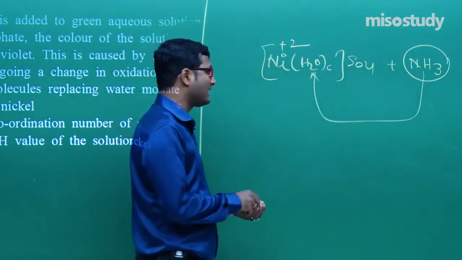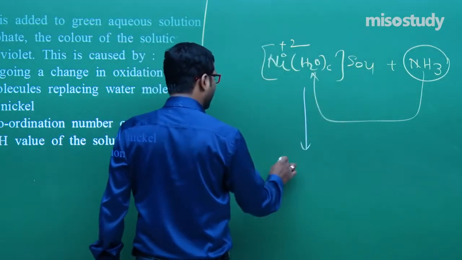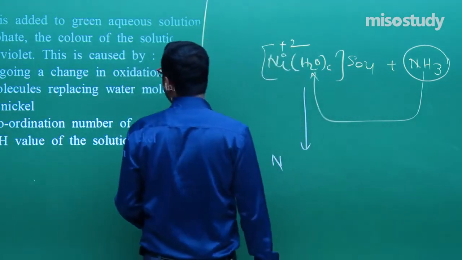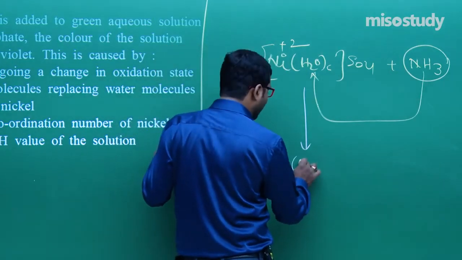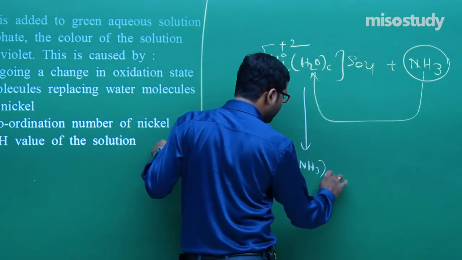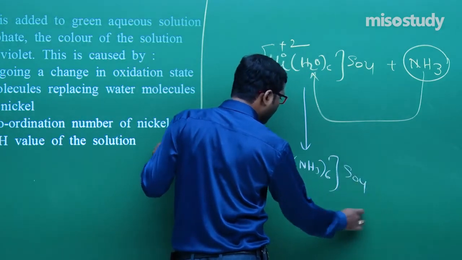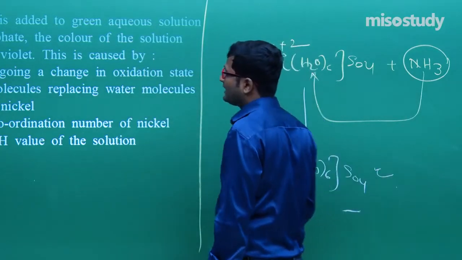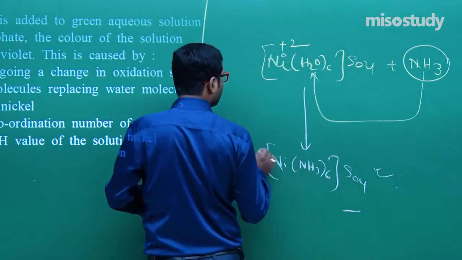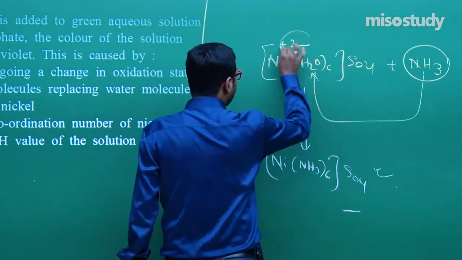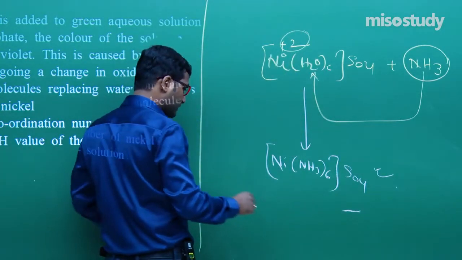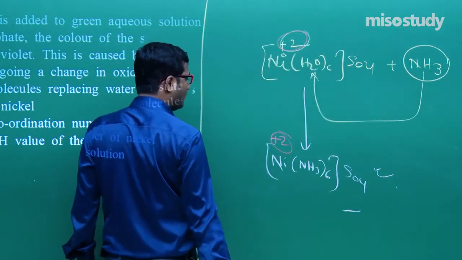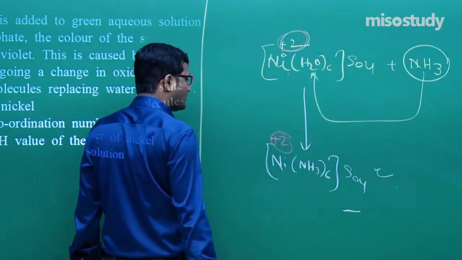Due to this reason, the color of the complex changes, and the question says the color of the solution changes to blue-violet. So what is the product here? That is [Ni(NH3)6]SO4. Now check whether the nickel undergoes a change in oxidation state. Find out the oxidation state in this case. Here the oxidation state is +2, and here also the oxidation state is +2. So in both cases the oxidation state is +2.